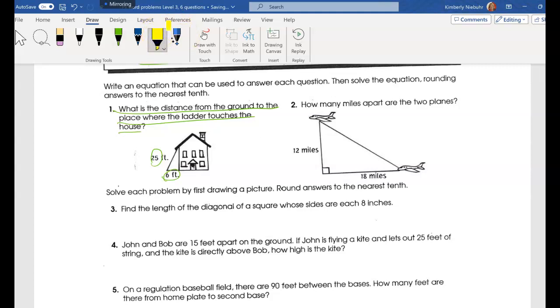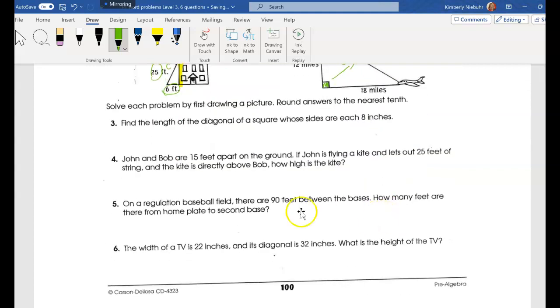It's basically telling us that we need to solve for C. No, it's not. This is C. Okay, so that should help you. And this is C. See how it's directly across from this symbol? It tells us it's a right triangle, and the hypotenuse, or C, is always directly across from that.